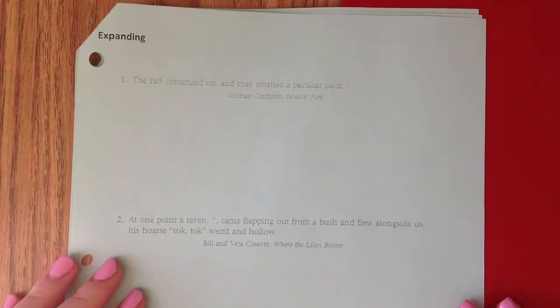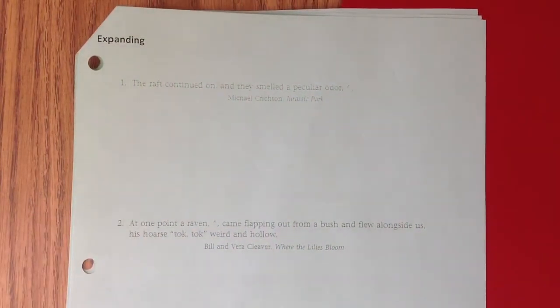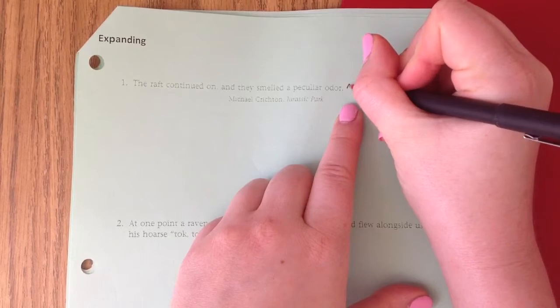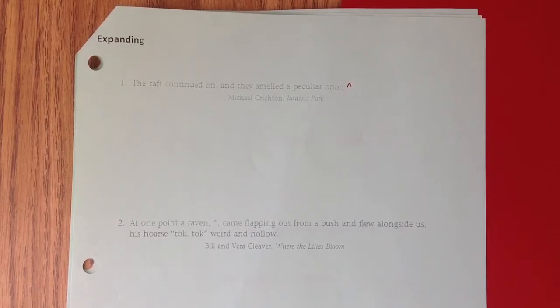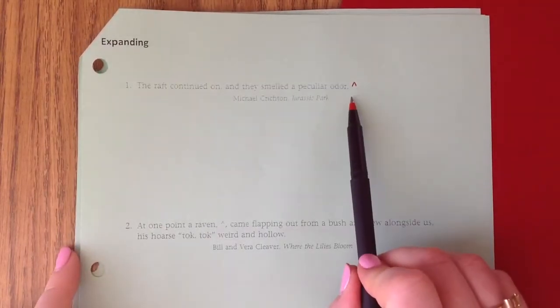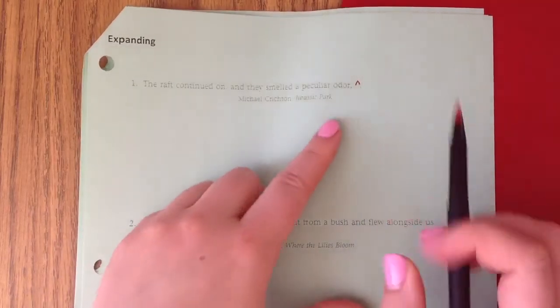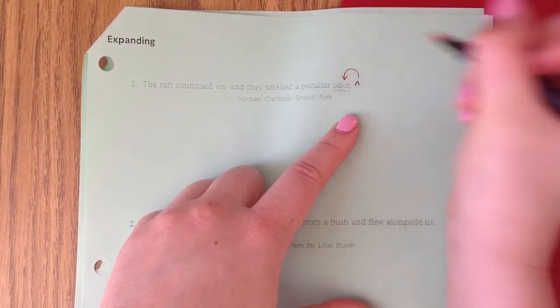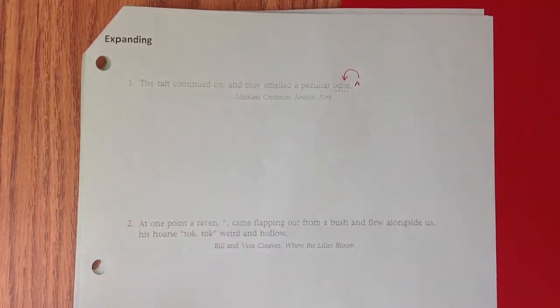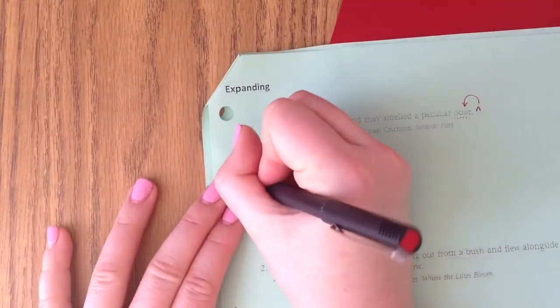Now that you're back, we're going to move on to expanding. Okay? These are my favorite. They're so much fun. Now you do have to write out your sentence for expanding, okay? But what we need to identify is what we're going to be describing, okay? So here's the caret mark for number 1. That's where I'm going to add in, okay? The raft continued on, and they smelled a peculiar odor. Well, if this is where I'm going to add a delayed adjective, the noun right before that is the odor, okay? So my arrow is going to come back to here. So I need some words that describe the peculiar odor. Here is my model.